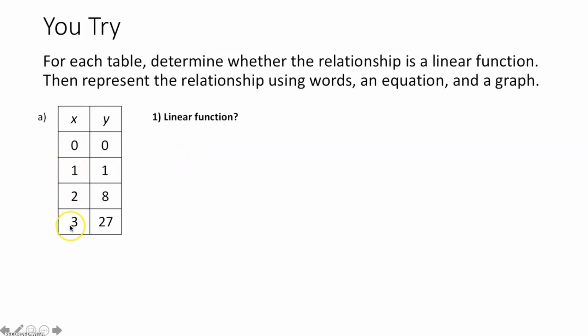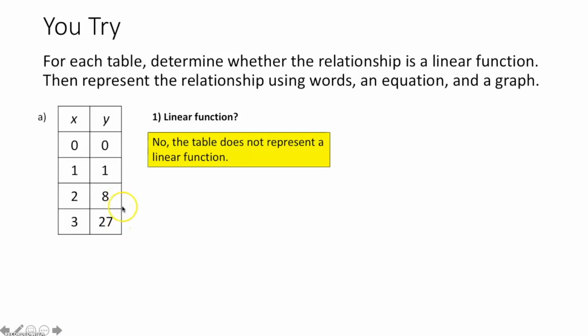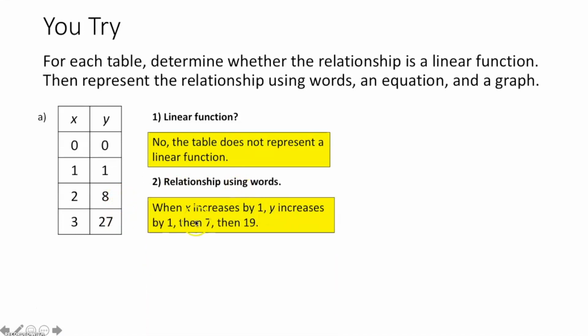We have no x values that repeat, so yes, it's a function. Is it a linear function? Well, as x increases by 1 each time, y increases by 1, then by 7, then by 19? No, this would not be a linear function, it'd be a non-linear function. And we said the relationship using words: as x increases by 1, y increases by 1, then 7, then 19.